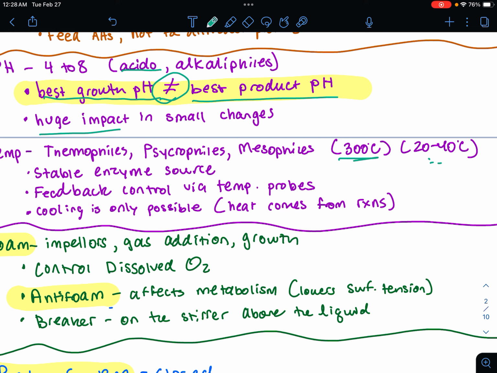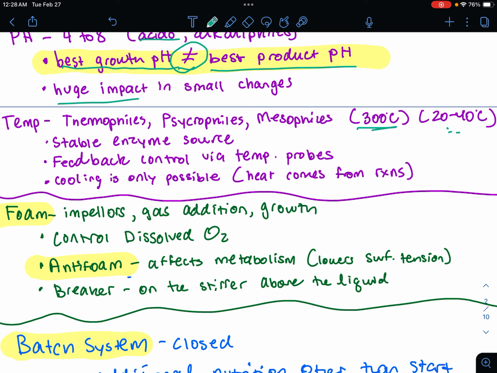You could use feedback control via temperature probes inserted into the fermenter to monitor and control the temperature for the media. Cooling is usually only possible, since the heat comes from the reactions.